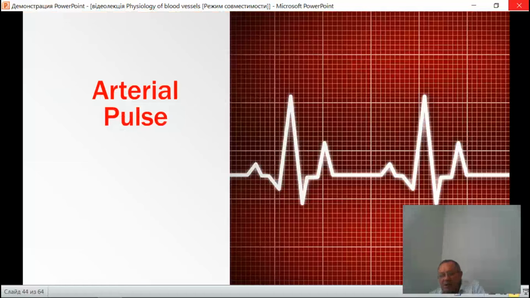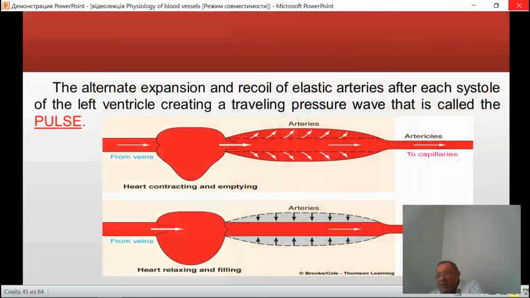The next part of our lecture is information about the arterial pulse. The expansion and recoil of elastic arteries after each systole of the left ventricle creates a traveling pressure wave which is called the pulse.